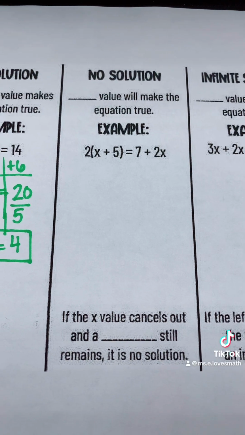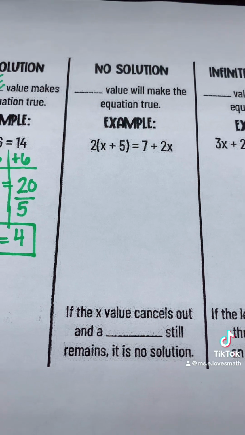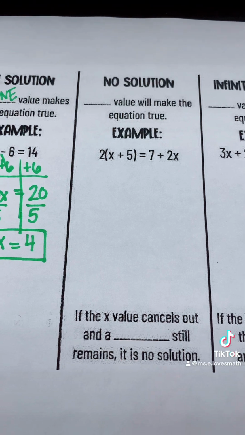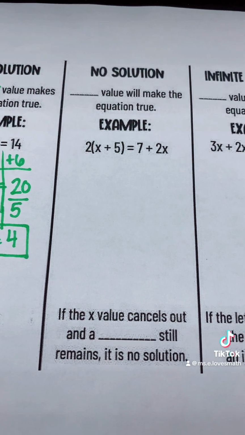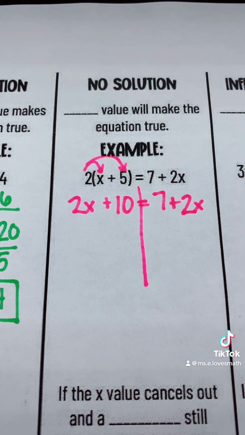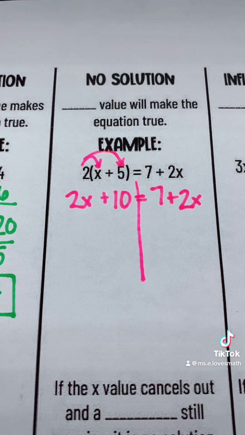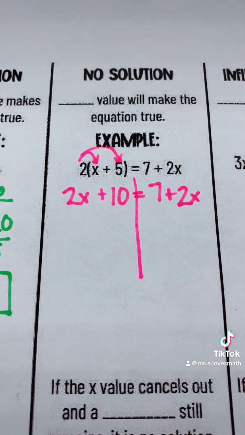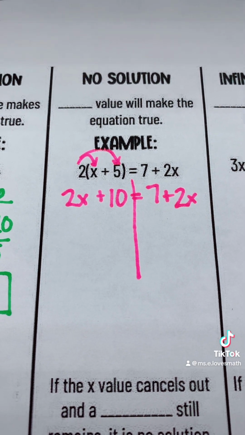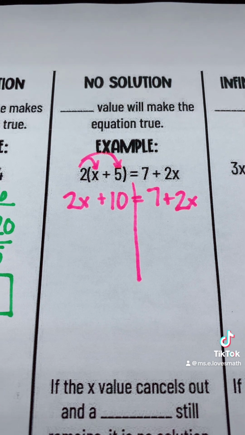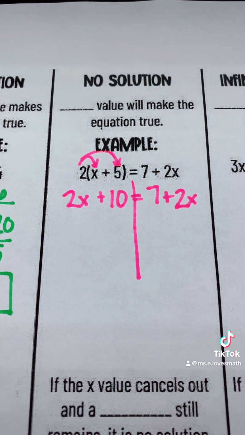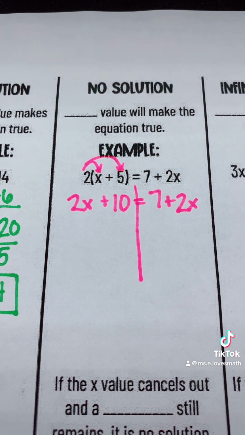Let's take a look at an example of a no solution situation. We are going to start out by solving the equation like normal. I started by distributing the 2 into the parentheses. I got 2x plus 10. Now I need to get all my variables to one side and all of my numbers to the other side.